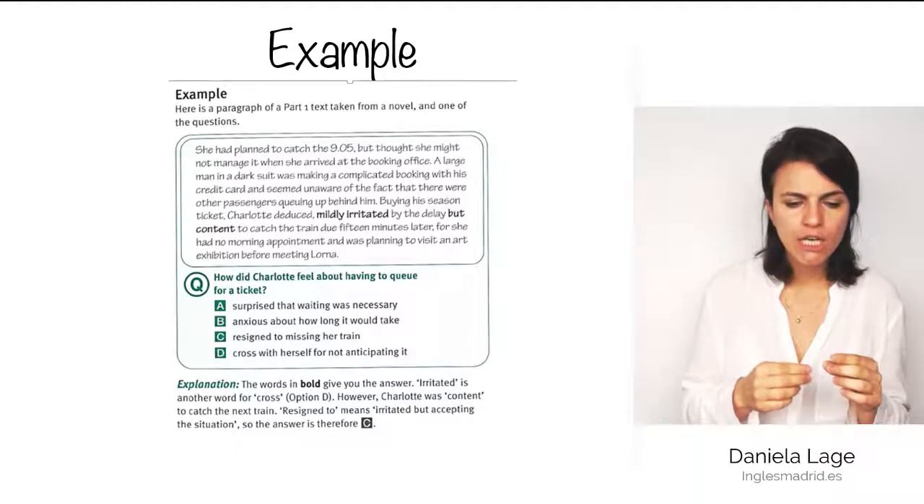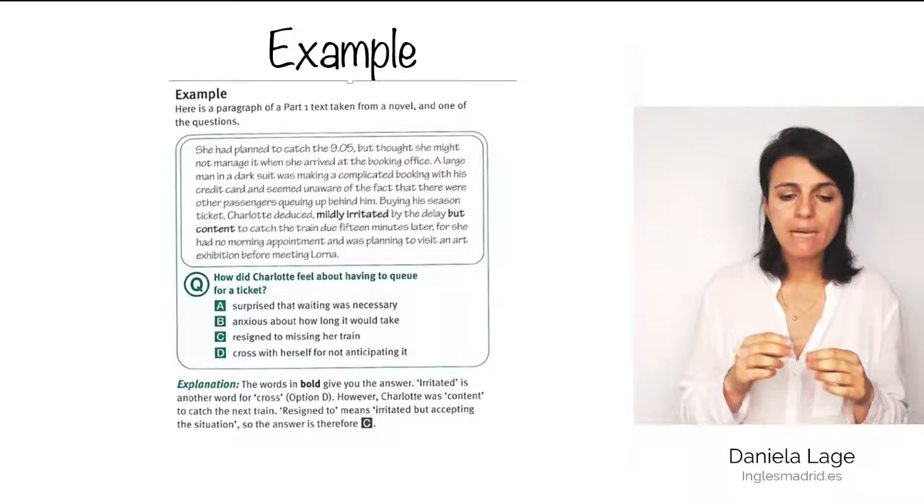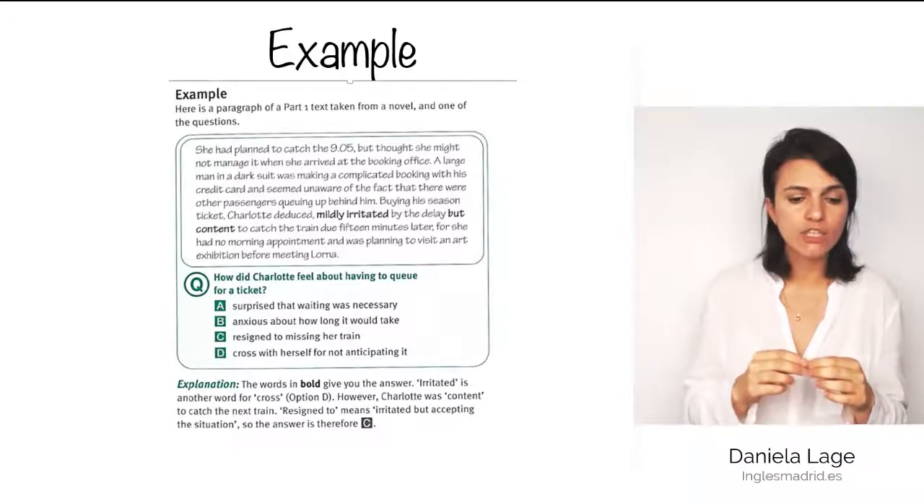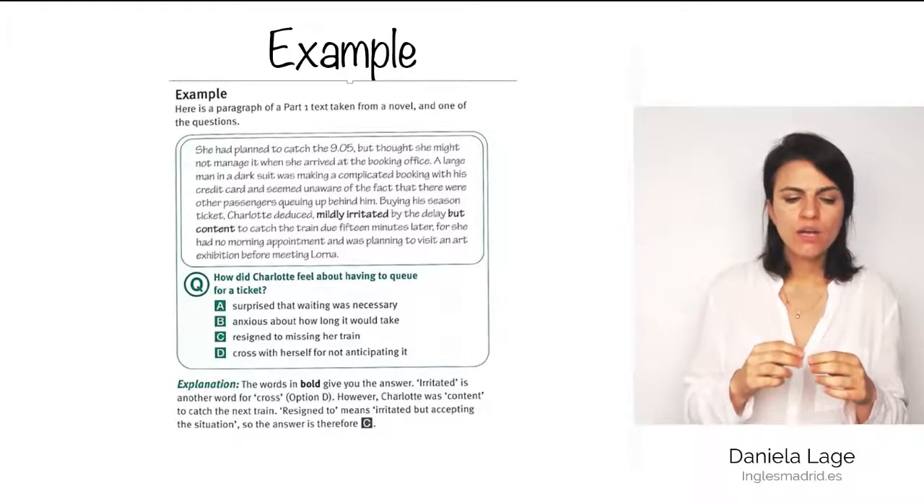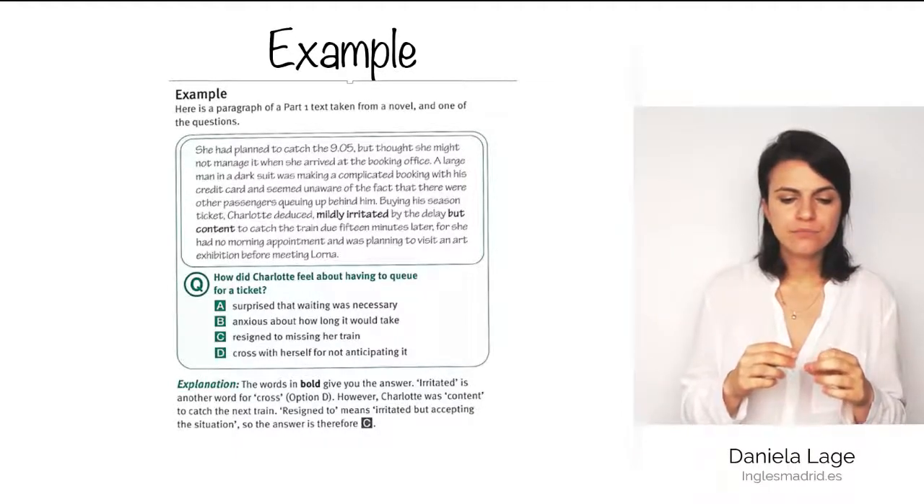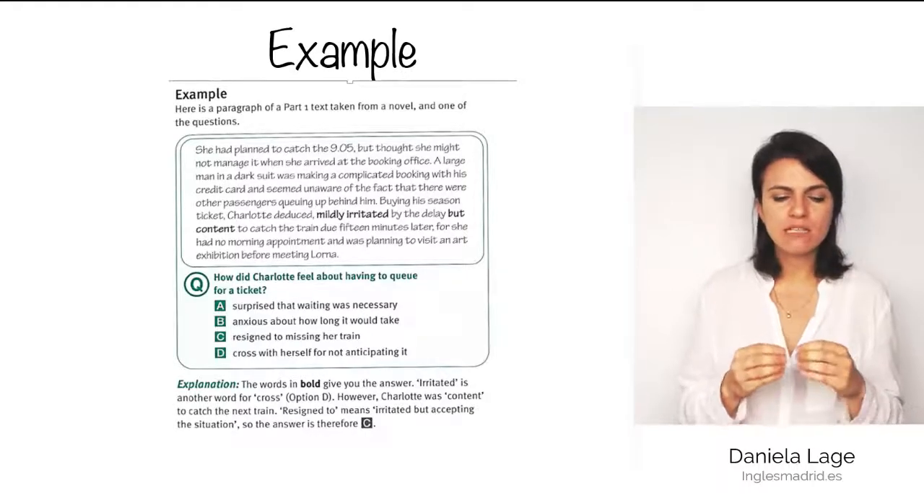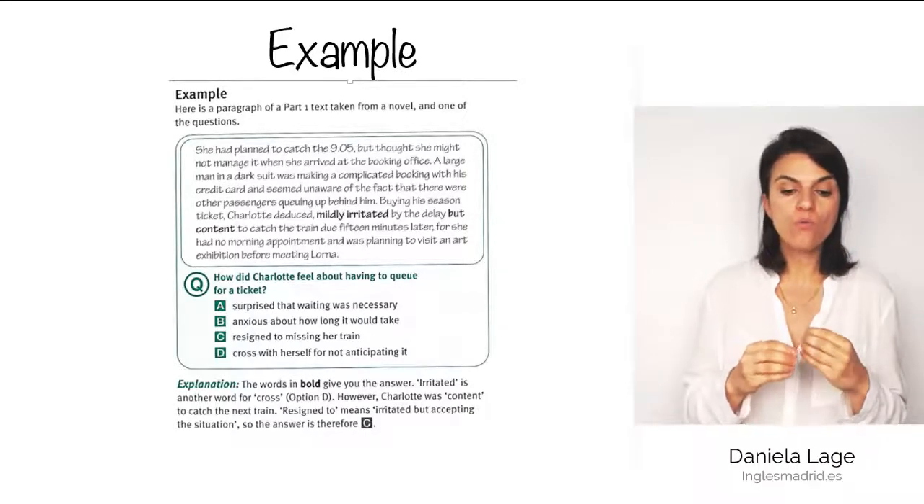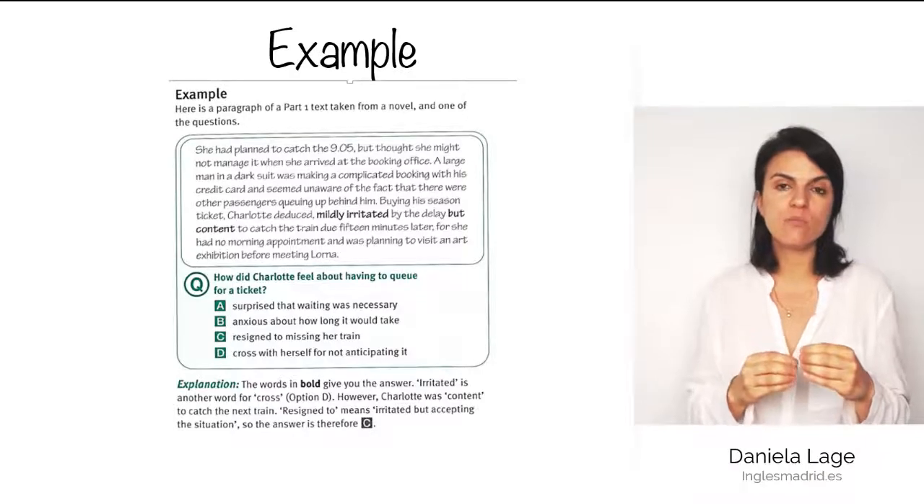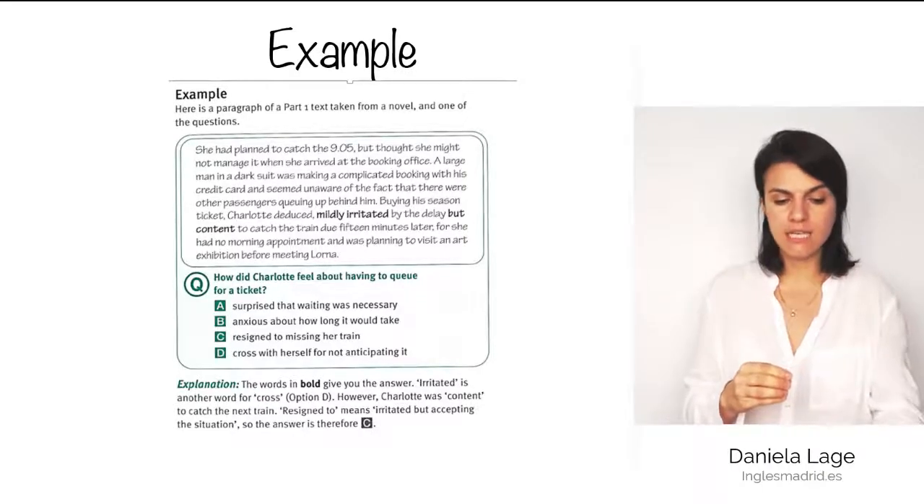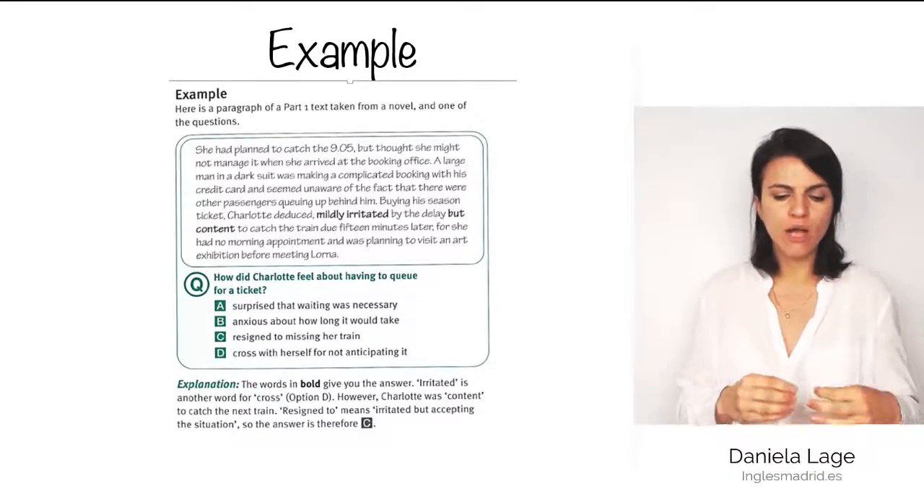It says here, Charlotte deduced, mildly irritated by the delay, but content to catch the train. So she was mildly irritated. So you say, oh, wow, irritated is a synonym of cross. Cross, that is in option D. And you say, okay, this is the answer.